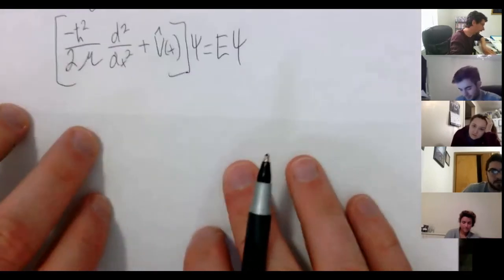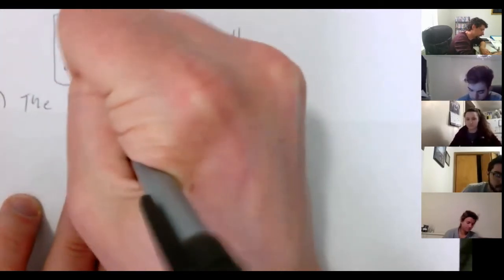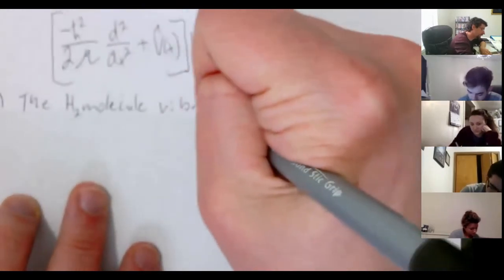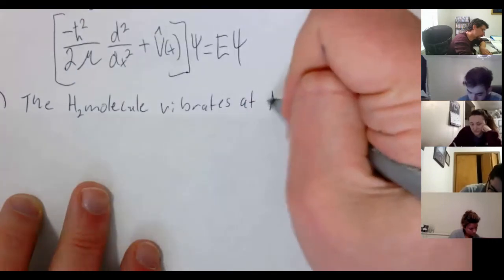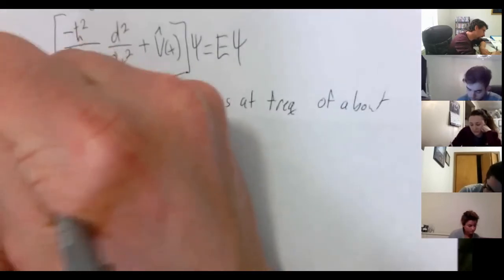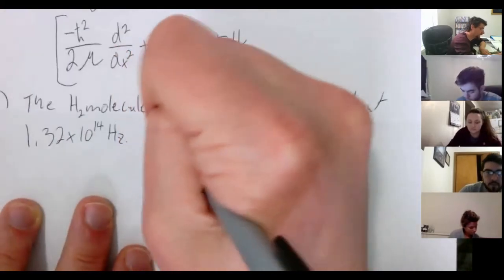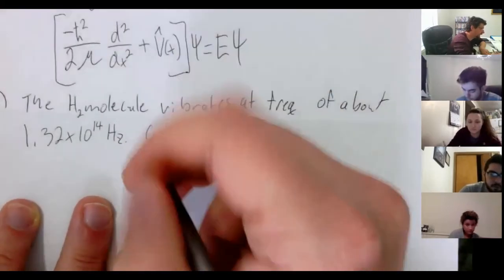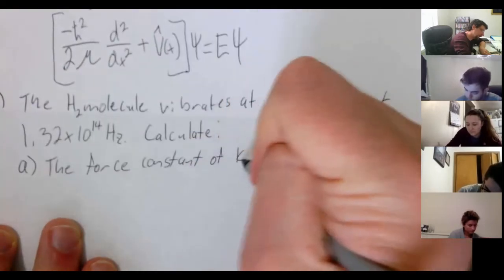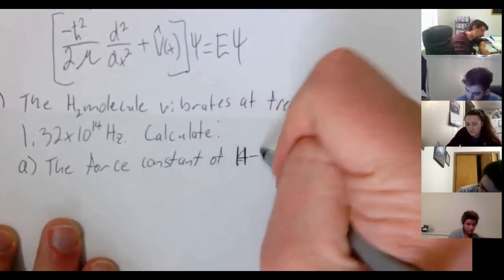All right. So let's look at an example. The hydrogen molecule, so the H2 molecule vibrates at a frequency of about 1.32 times 10 to the 14th hertz. We want you to calculate the following things. A, the force constant of the H-H bond.